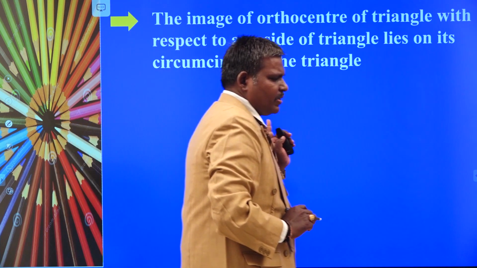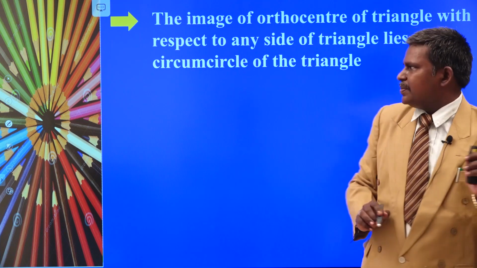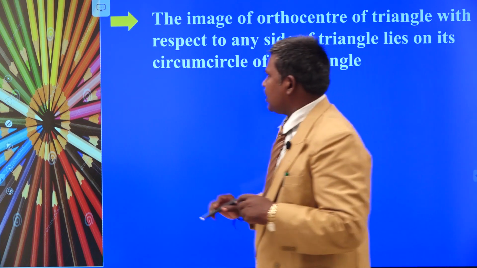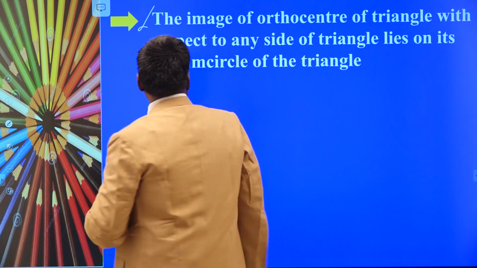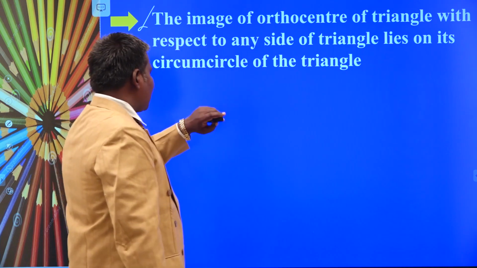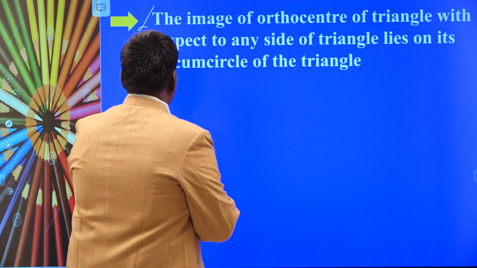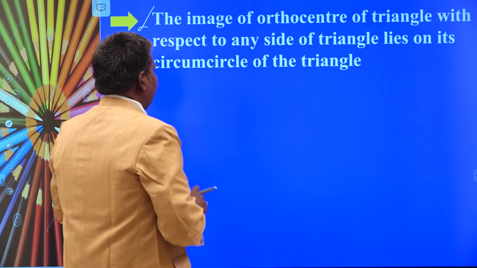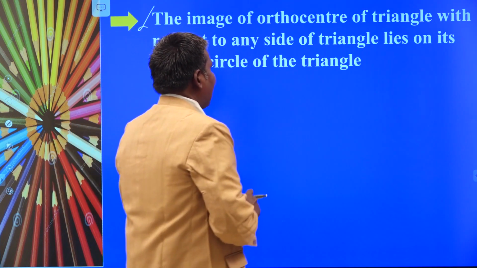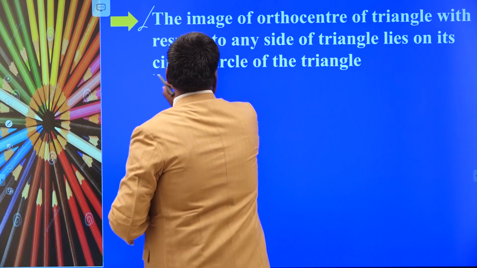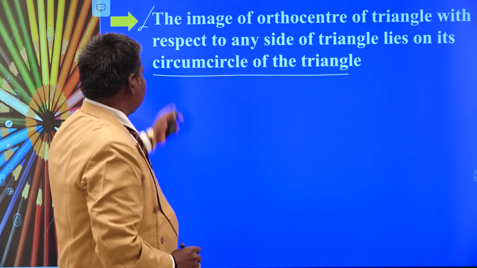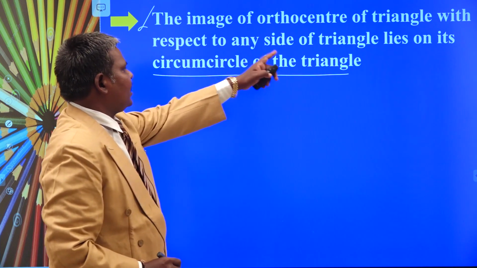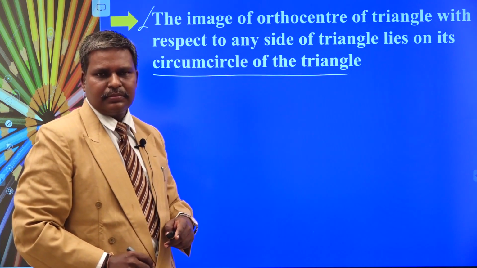Now, see this very, very interesting concept. This is the next concept. See this one. What is given to you? The image of the orthocenter of a triangle with respect to any side of the triangle lies on the circumcircle of the triangle. Read yourself.